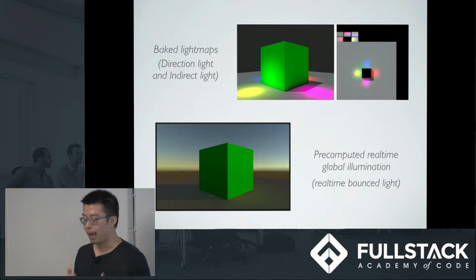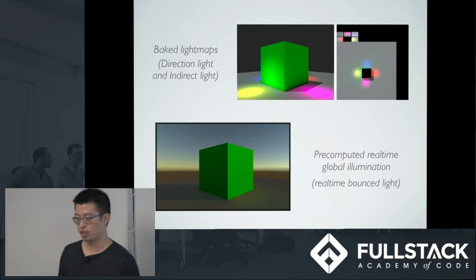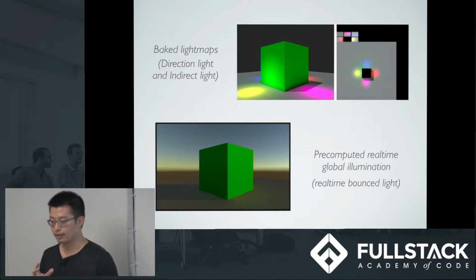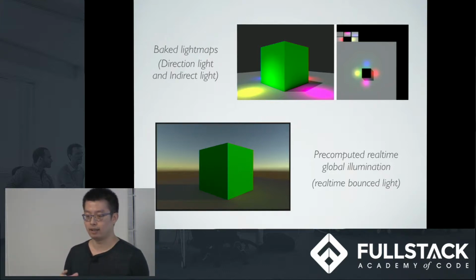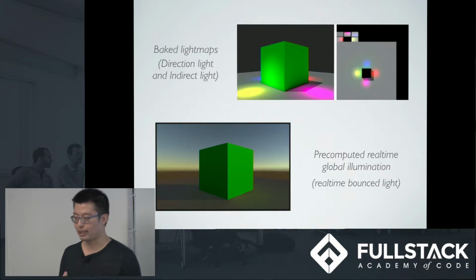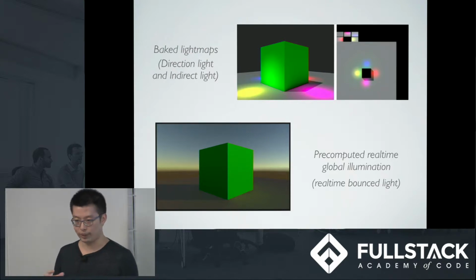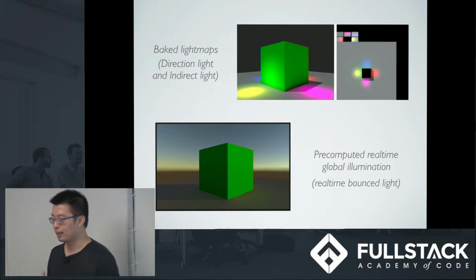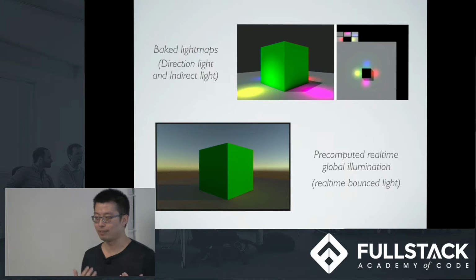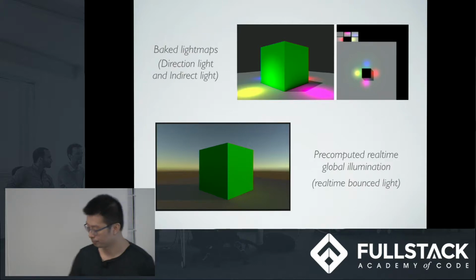The baked light maps are the calculation of the effects of light sources on a static object. It includes both the direct light that strikes the surface and the indirect light that bounces from other objects or the surfaces within the scene. The pre-computed real-time global illumination is a mix of both real-time lighting and baked light maps. It can be real-time and also has the bounciness effect.